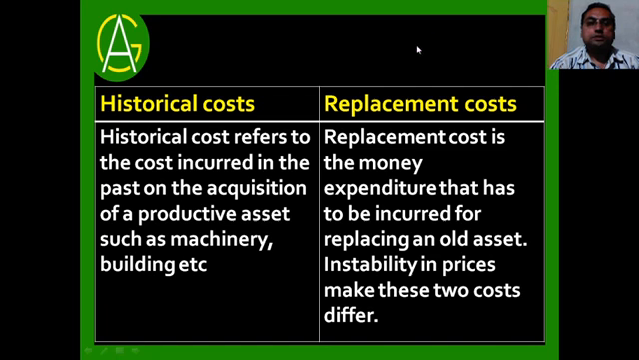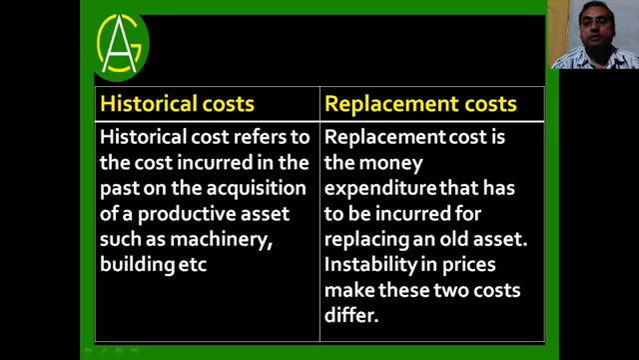You can see here that historical cost refers to the cost incurred in the past on the acquisition of a productive asset such as machinery, building, etc. Simply stated, historical cost is the cost that was incurred in the past for acquiring a certain machine or a building or a land or any such kind of property. Whatever is acquired in the past and the cost for that is considered as historical cost.